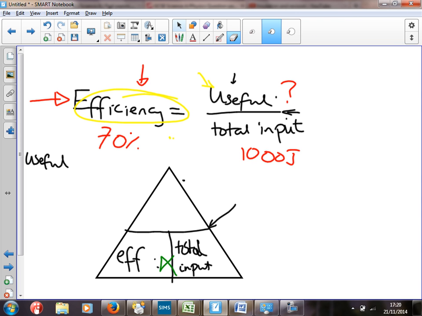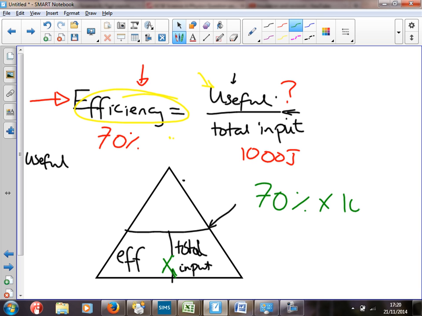Let's do that a bit neater. Or not, there we go. They are actually going to be multiplied together. So what you're going to have is your efficiency multiplied by the total input, which if we look at our numbers, we're going to have 70% multiplied by the total input energy.